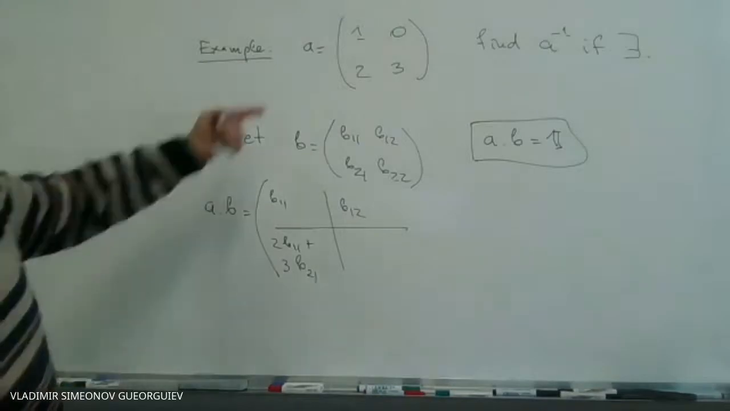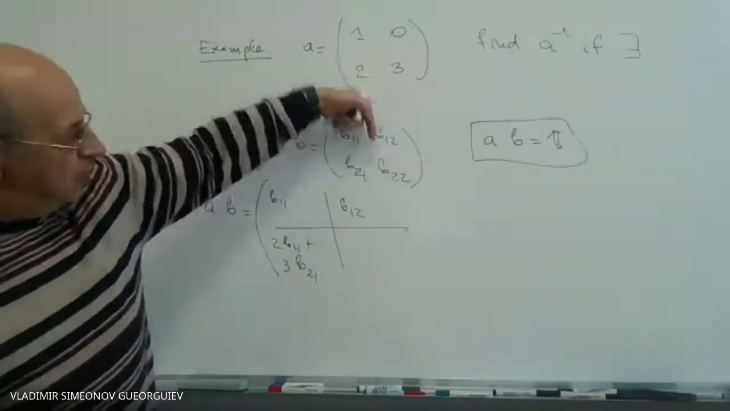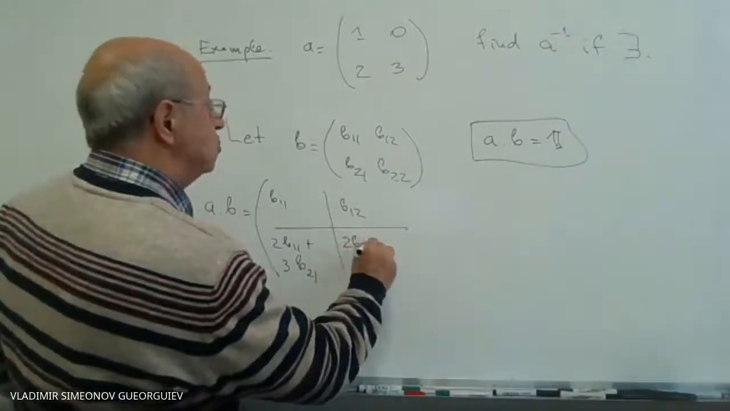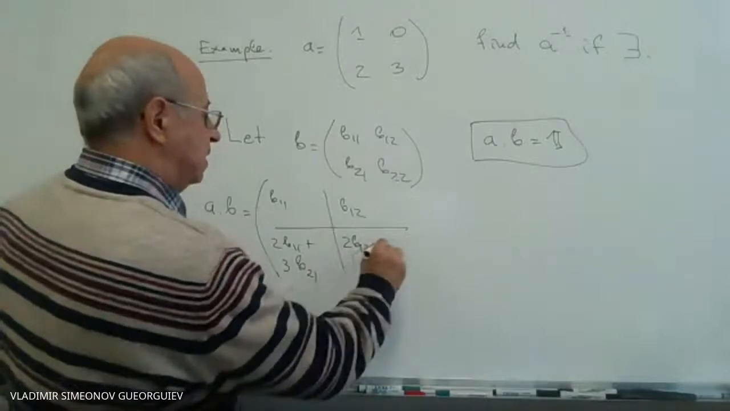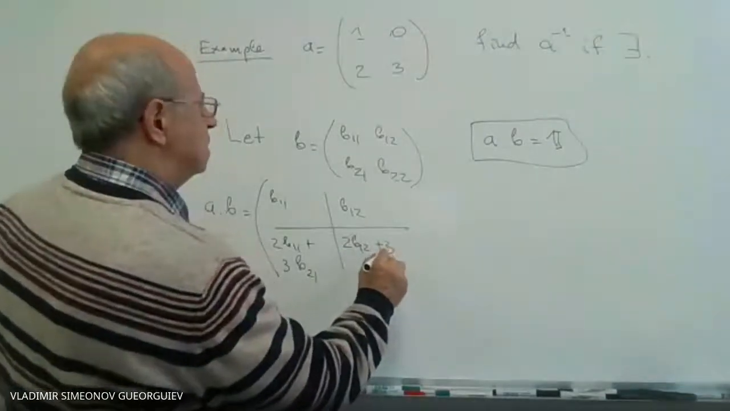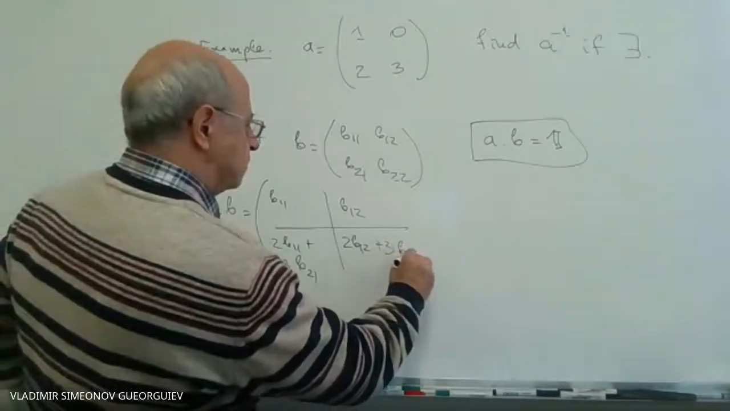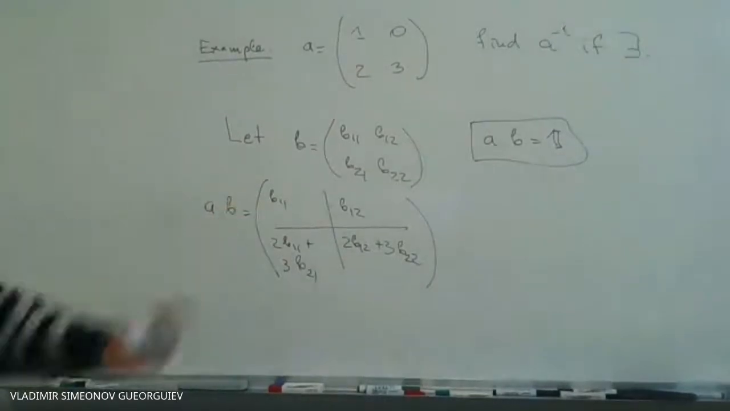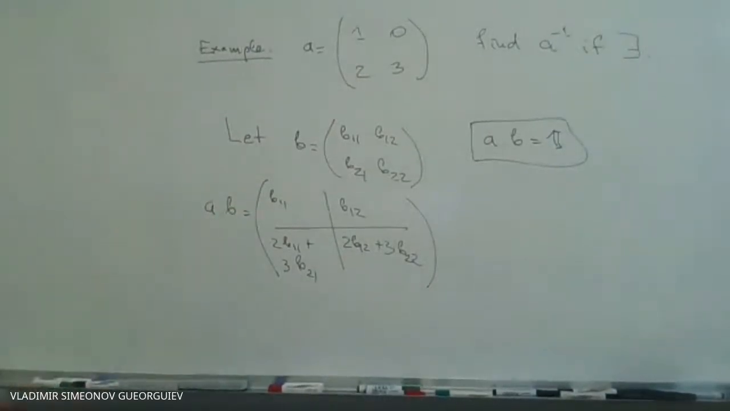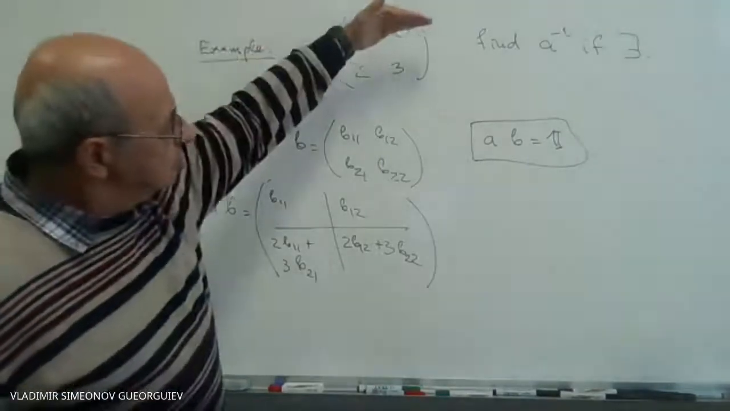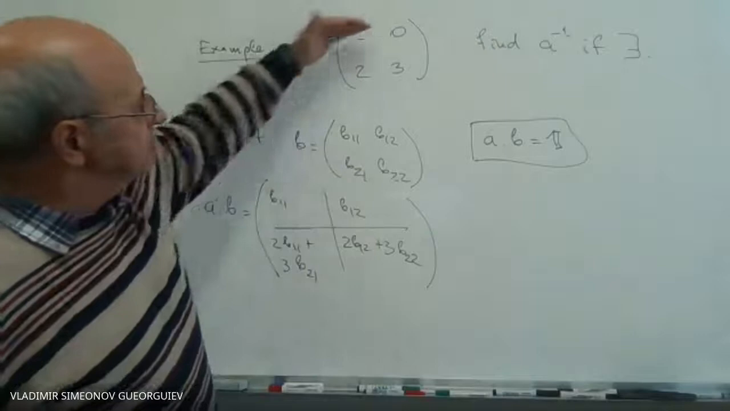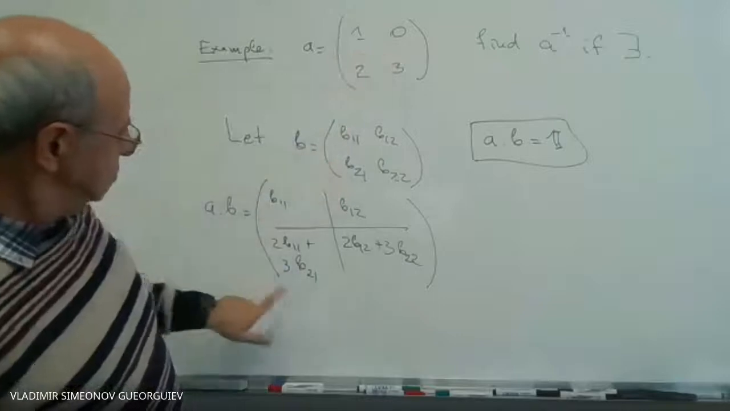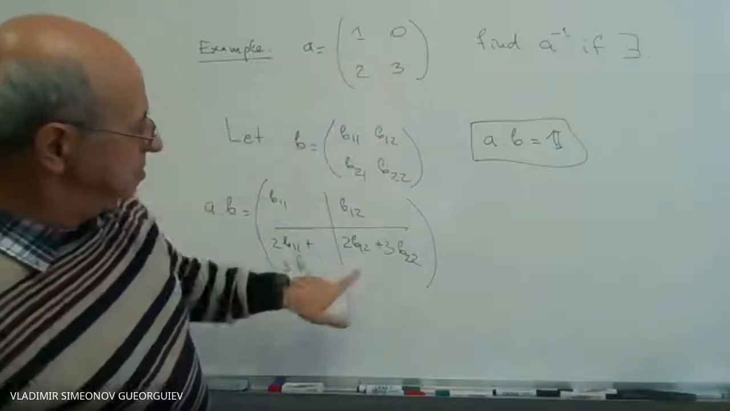And finally, we have to take the row by this column. What is the result? 2B12 plus 3B22. I am leaving you for the moment the possibility to check if I didn't make some mistake. As you can see, row by column, this by this is this one, then we have this by this is this one, and finally this by this is this one.